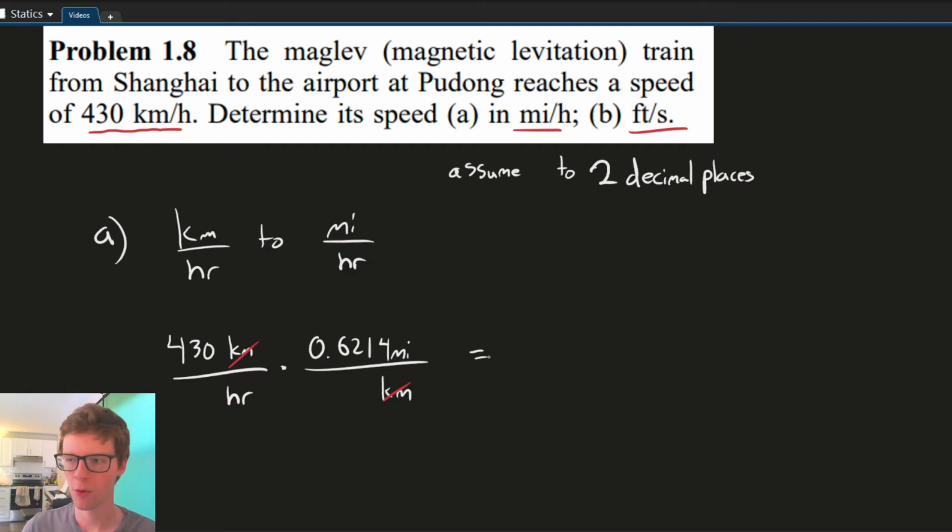We're left with miles per hour, which is what we want. So we want 430 times 0.6214, and we get 267.20 miles per hour. Now for part 2, we want to convert it to feet per second. So we can use the same unit conversion from above.